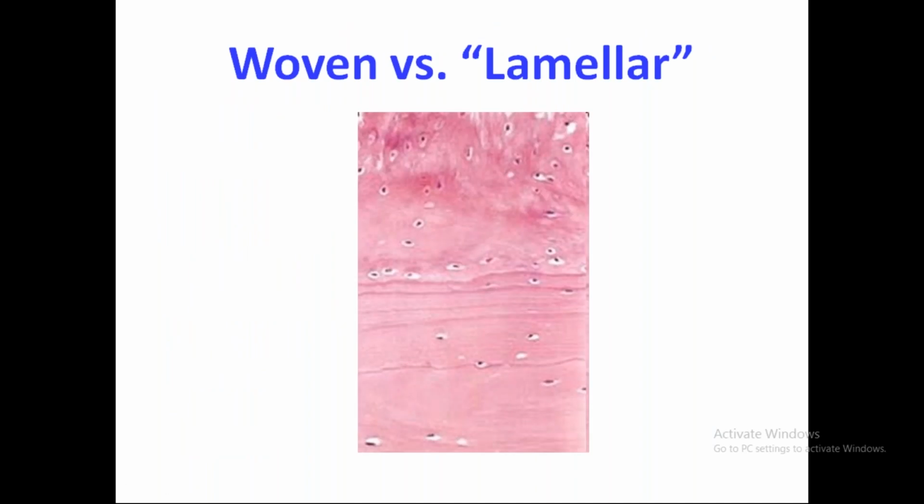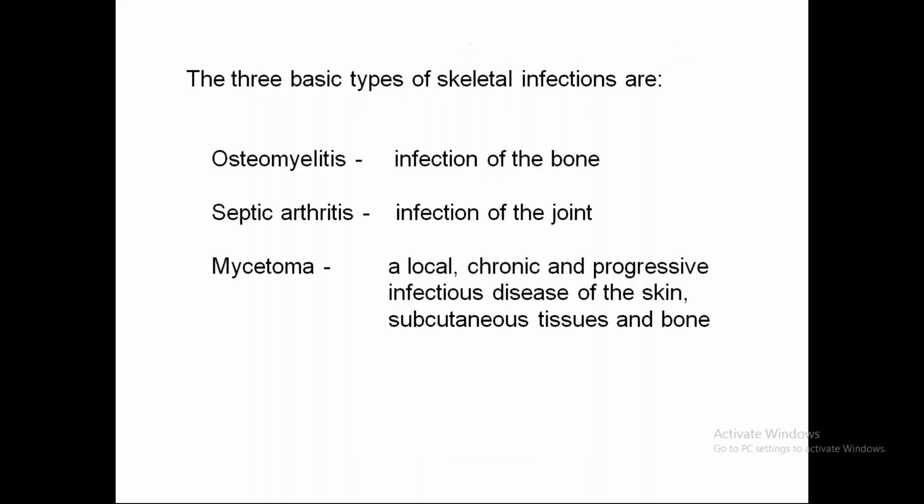Here also you can see nicely this is a woven bone, but please remember two types of bones, woven bone and lamellar bone. Woven bone is the immature bone lined by osteoblasts, and lamellar bone is a mature bone with scattered osteocytes.